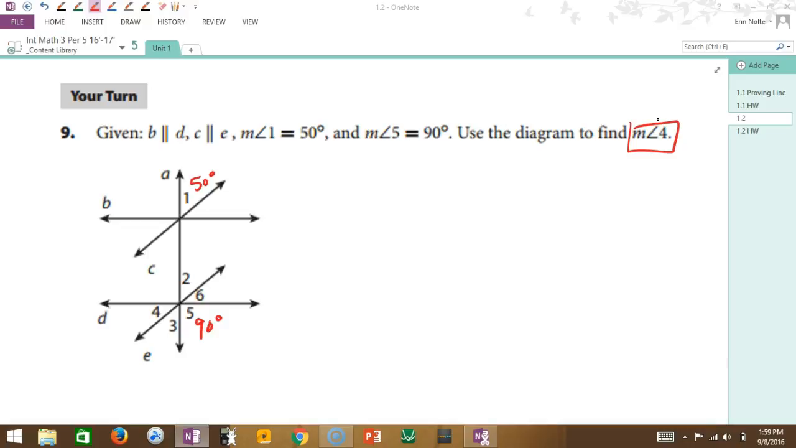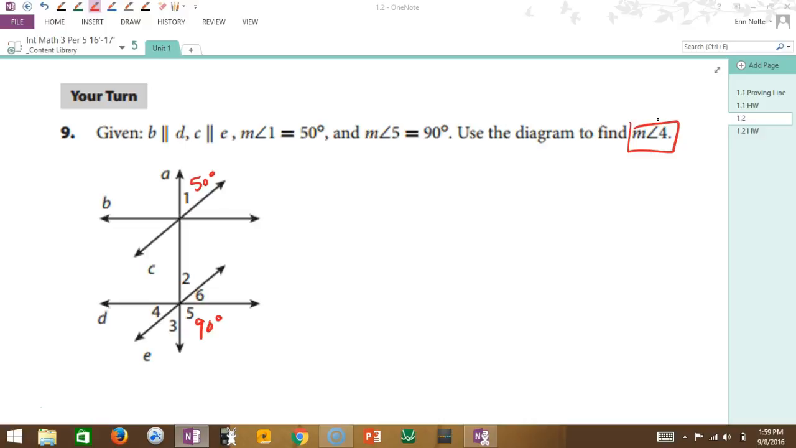Okay, what would you say angle 4 is? 45? Well, that's equal to 90. 40. 40. Okay, so let's find some congruent angles.